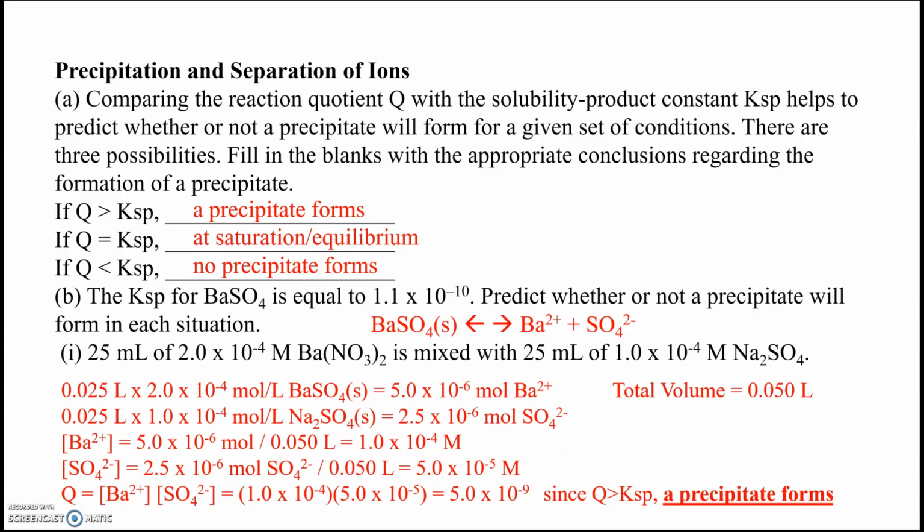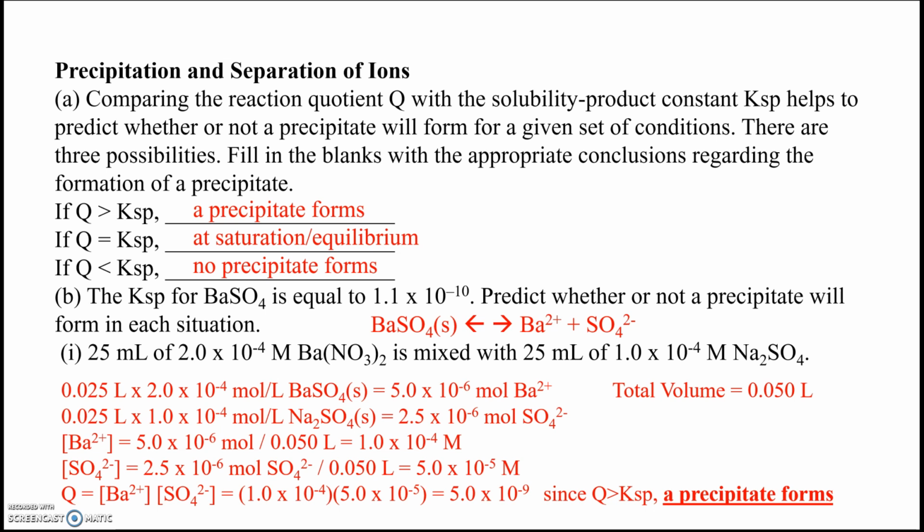I've got to find out, well, what is my concentration of barium ions and what's the concentration of my sulfate ions? And I can take the volume times the molar concentration and find out the concentration of each of those two ions. And my total volume is, of course, 50 milliliters because I've mixed the two solutions together, so 0.050 liters.